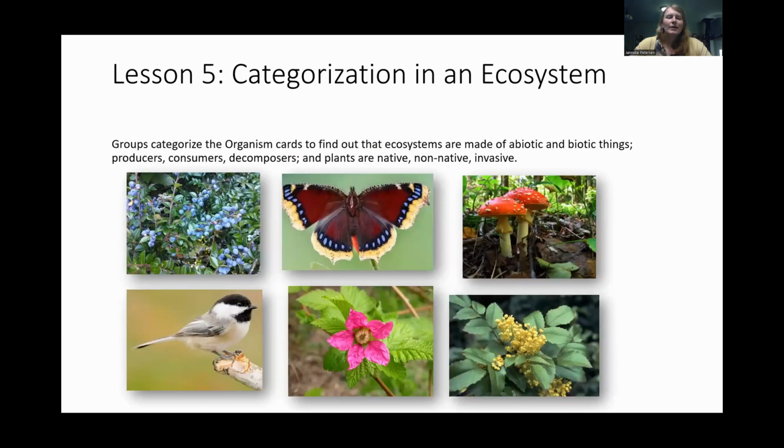Okay, I think we're ready to move on to lesson 5. And again, we're going to breeze through the rest of these. So lesson 5 is categorization in an ecosystem. Groups categorize the ecosystem cards, that card set that you create and customize for your bioregion. They're going to organize those cards to find out that ecosystems are made of abiotic and biotic things, producers, consumers, and decomposers, and that plants can be classified as native, non-native, or invasive.